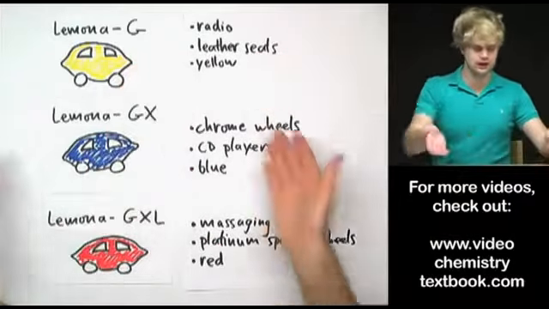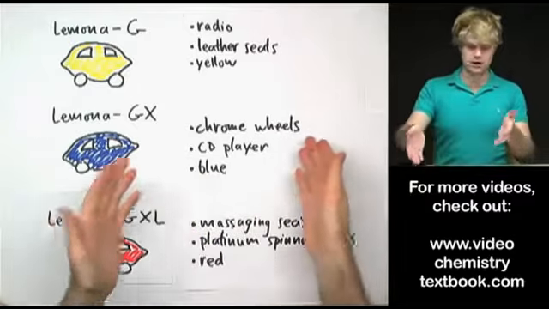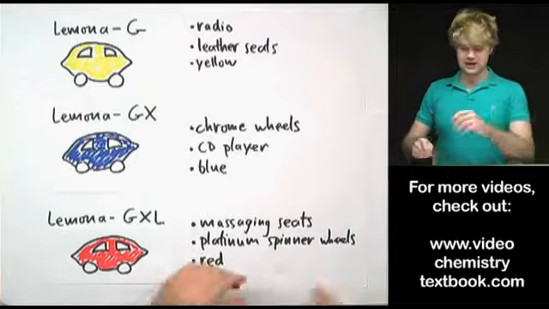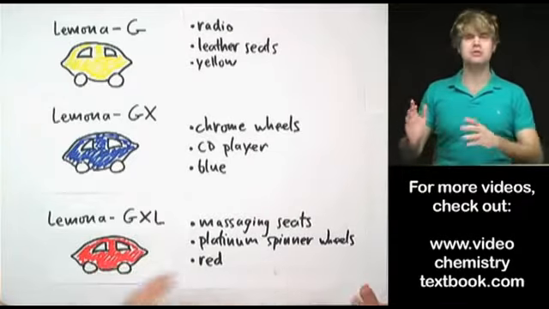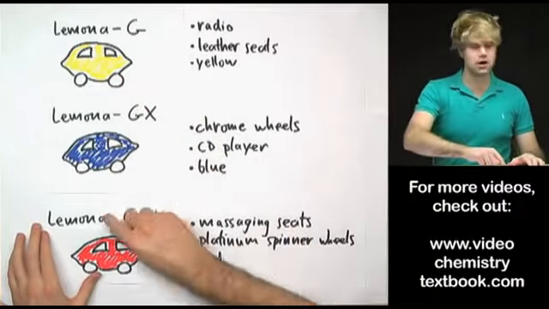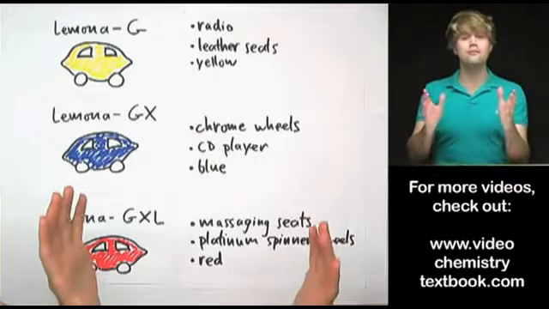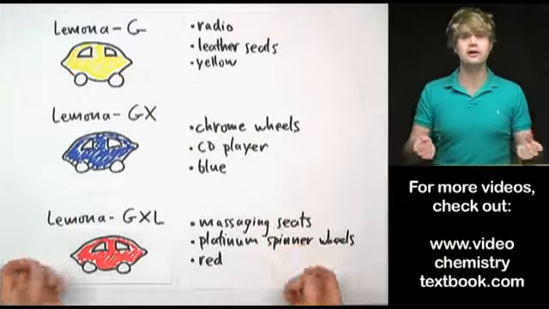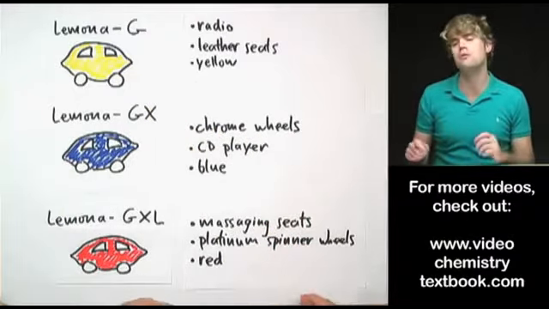One has a radio and leather seats. The GX here has chrome wheels and a CD player. It's blue. The red GXL has massaging seats, platinum spinner wheels, and everything. But here's the point. They are all Lamonas. They're all Lamonas because they all have this distinctive styling. They look like a lemon, and that's what makes a car a Lamona, okay?